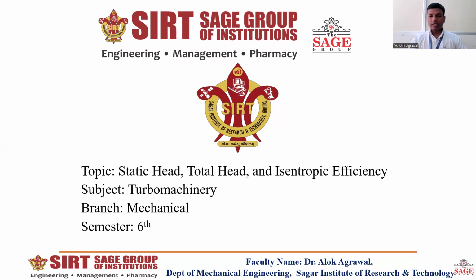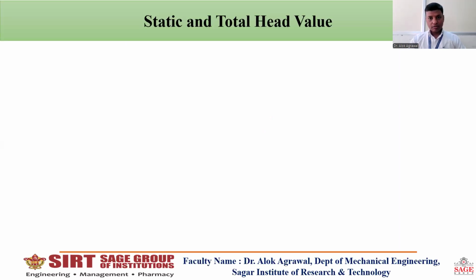In this video, we will continue our unit 4, that is fan, blower and compressor, and we'll see very important terms related to the power absorbing machine, which deals with air or gas as a fluid. The topic is static head, total head, and isentropic efficiency. This is a very important topic to understand the working of compressor, fan, and blower.